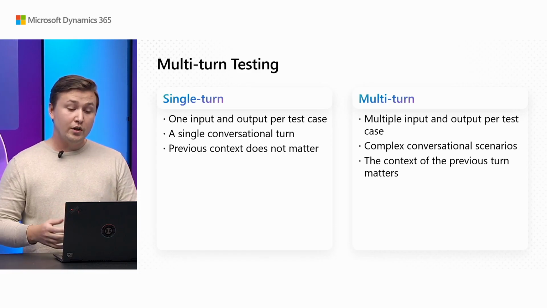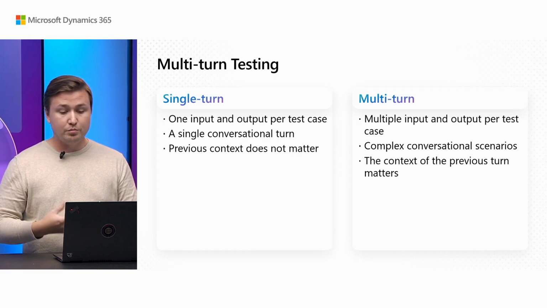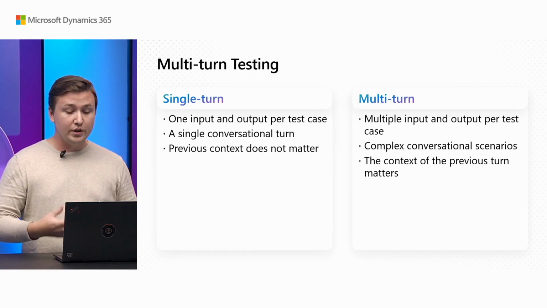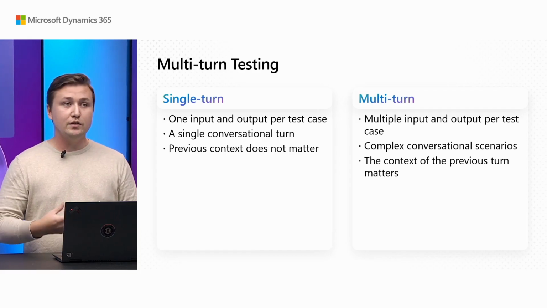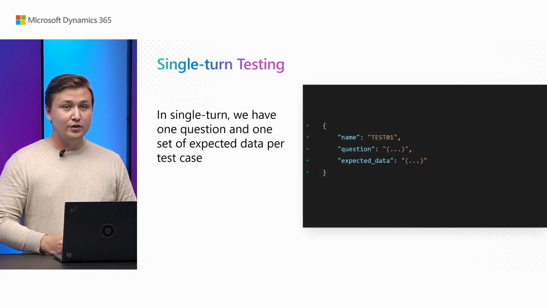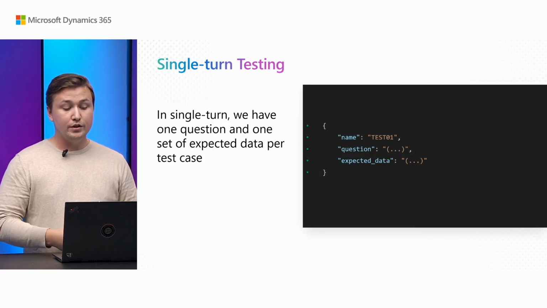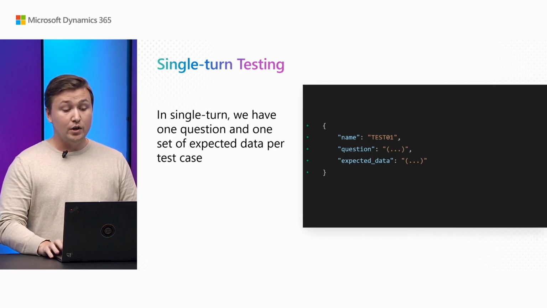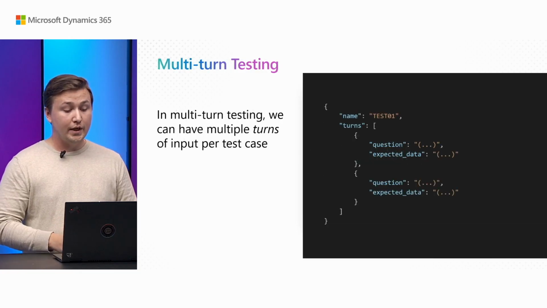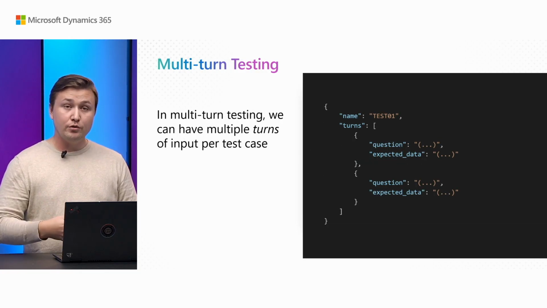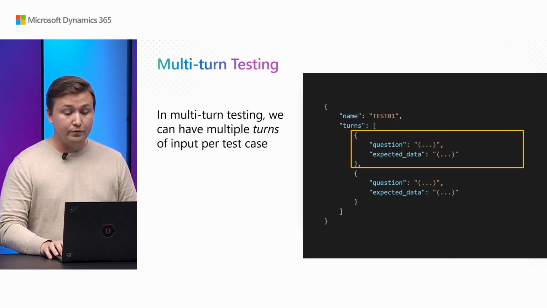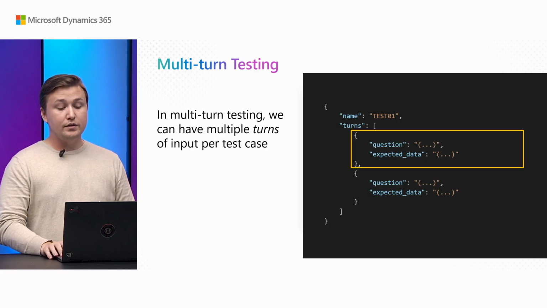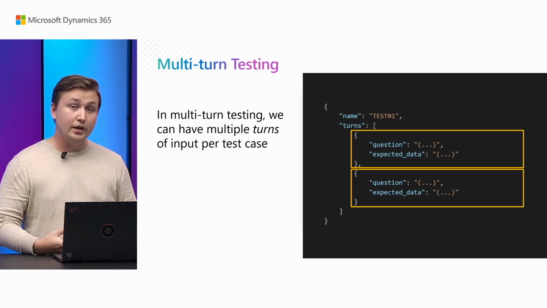In multi-turn, you might have multiple inputs and outputs per test case. This is for complex conversational scenarios. You can imagine a chat scenario where the context of the previous turn matters. In single-turn testing, we have 1 question and 1 set of expected data per test case, just as we saw. Now, in multi-turn testing, we can have multiple turns and inputs per test case. So you see the first question and expected data, and the second question and expected data.